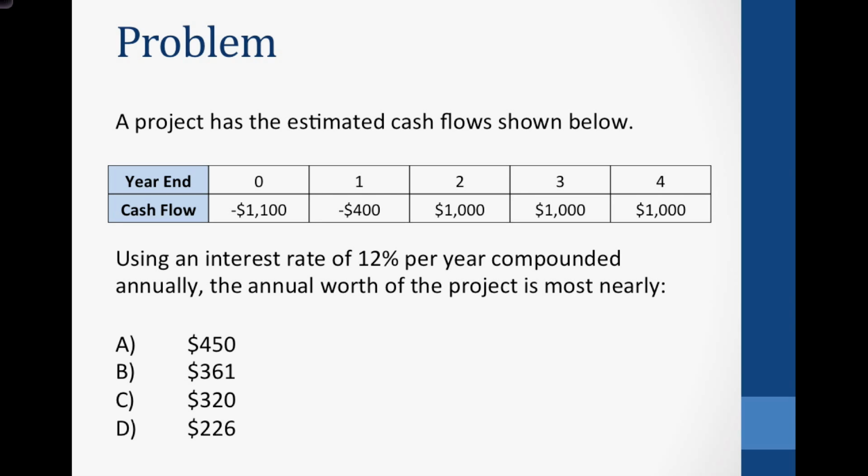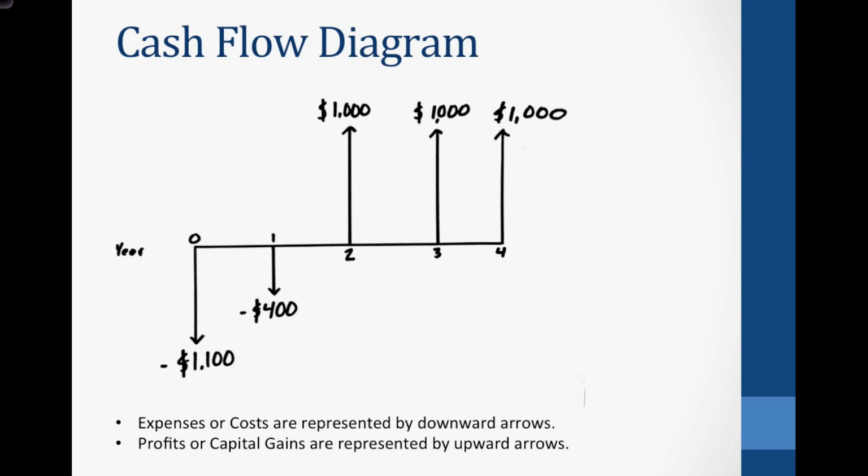To solve this problem, we need to get all of the future values into present values. And once we do that, there will be a formula that gives us our annual worth. So let's start by getting a cash flow diagram. Here's a cash flow diagram, and if you recall in year 0, the $1,100 expense, in year 1, the $400 expense, they are represented by downward arrows. In year 2 through 4, the $1,000 gains are represented by positive arrows. This cash flow diagram helps us bring these values into correct present values.